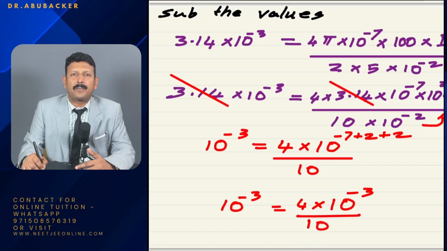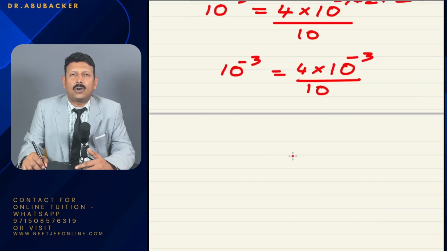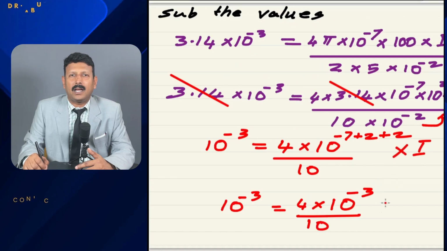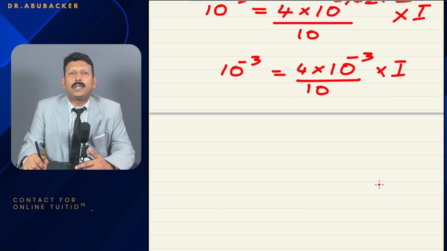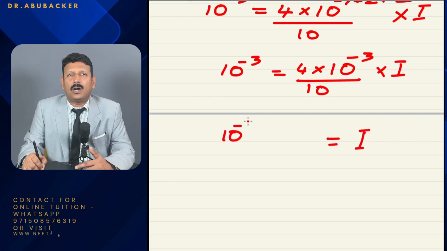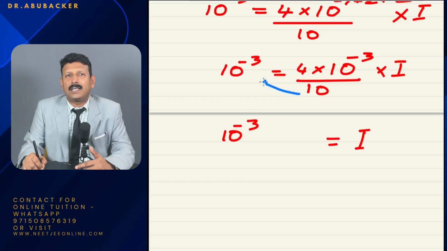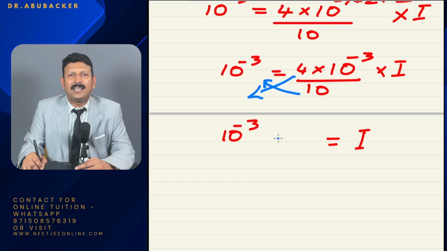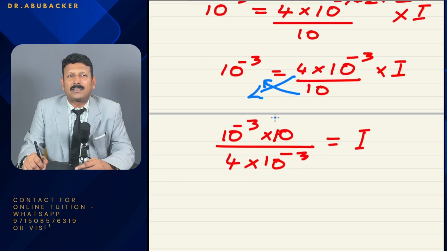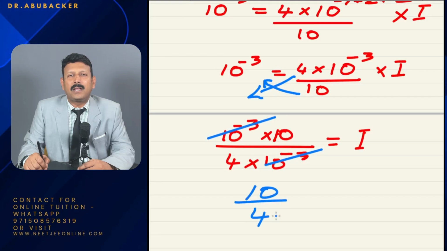Both are acceptable. After doing the mathematical work, you will find that there's an I missing. I will write I into I. So 4 into 10 raised to minus 3 in the numerator divided by 10. So I is equal to the right side. This 10 is taken to the left side. So 10 raised to minus 3 into 10 divided by 4 into 10 raised to minus 3. The 10 raised to minus 3 in the denominator we can cancel with the numerator, right? So 10 divided by 4 is equal to I.